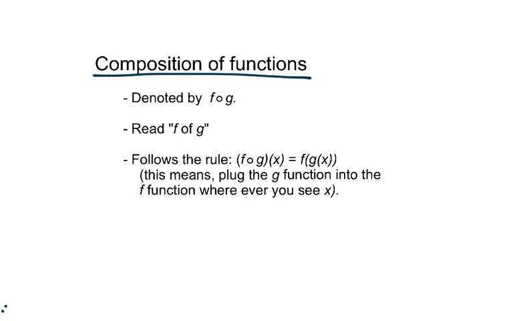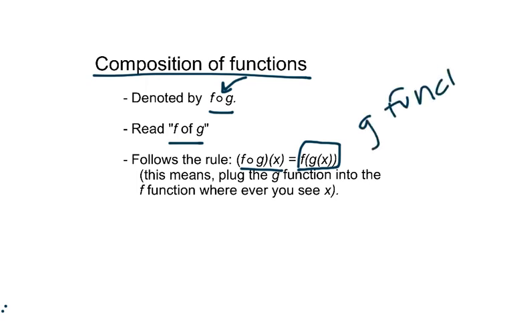And they're denoted by, in this case, F-O-G. It looks like fog, but it's read as F of G, so this is kind of looked at as the O for of. And it follows the rule where F of G is this, which means G is inside of F. All right, and again, kind of have a definition down there.